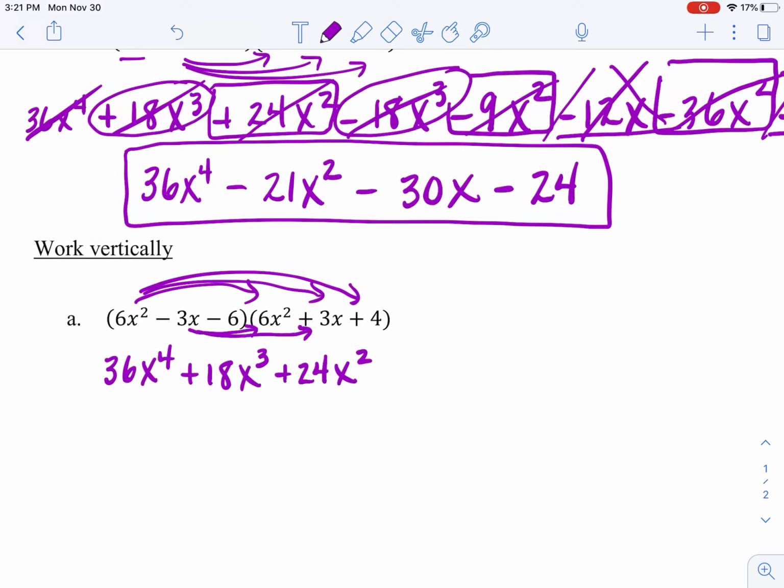We're going to distribute that 3 times, but we're going to move down, and we're going to line up the like terms. So when we do a negative 3x times a negative 6x squared, we're going to get negative 18x to the 3rd, and we're going to line it up under the other x to the 3rd. Then we're going to do negative 3x times positive 3x. That gives us negative 9x squared. Then we're going to do negative 3x times a positive 4. That's negative 12x. Now finally, we're going to distribute the minus 6.